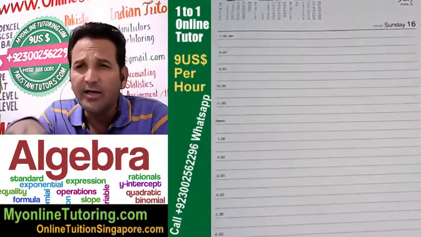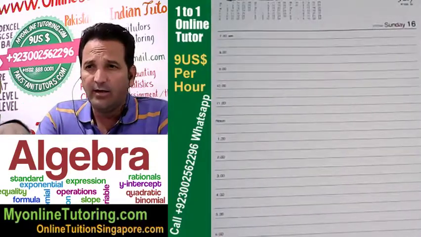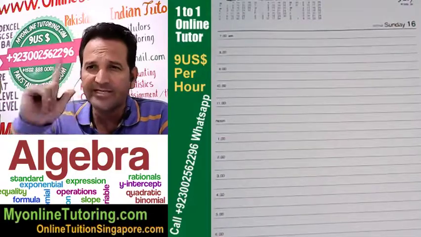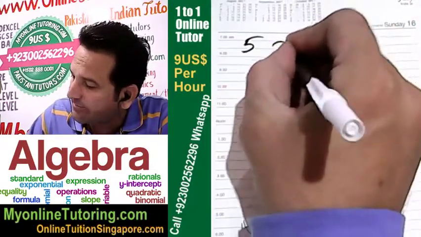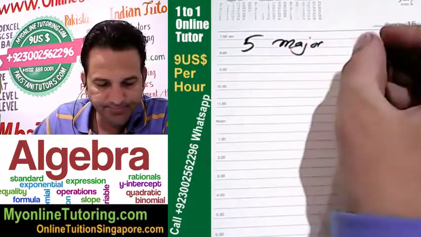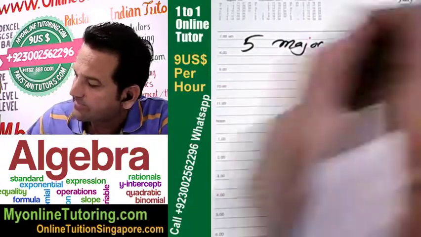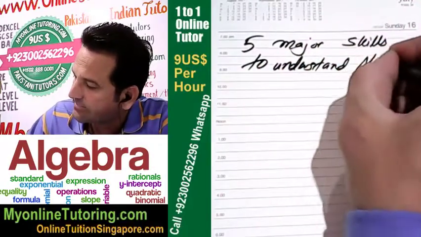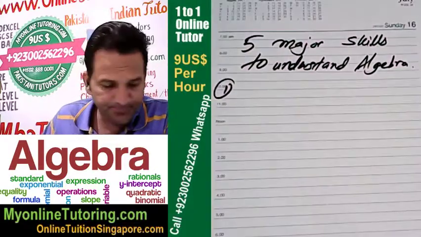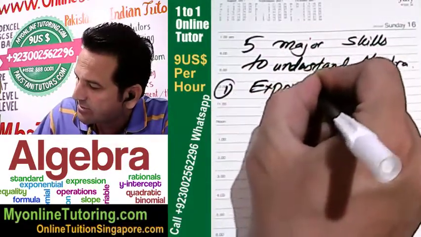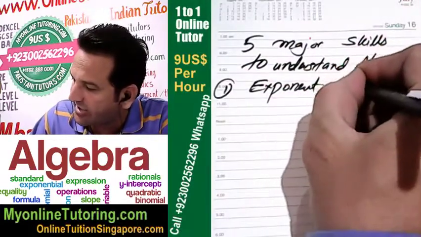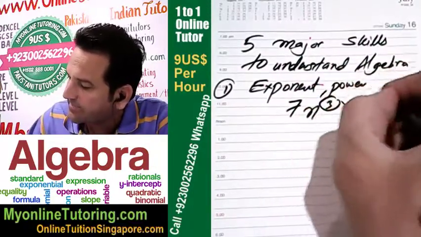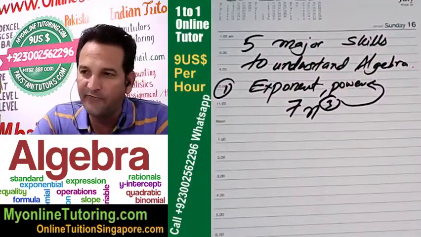In order to understand the algebra basics, we have to understand five things about algebra. So what are those? Five major skills, we can say, to understand algebra. Number 1, exponent, we have covered it. Exponent or the power or the indices. For example, I'm writing 7n cube. So this 3 is the power or exponent of n in algebra.